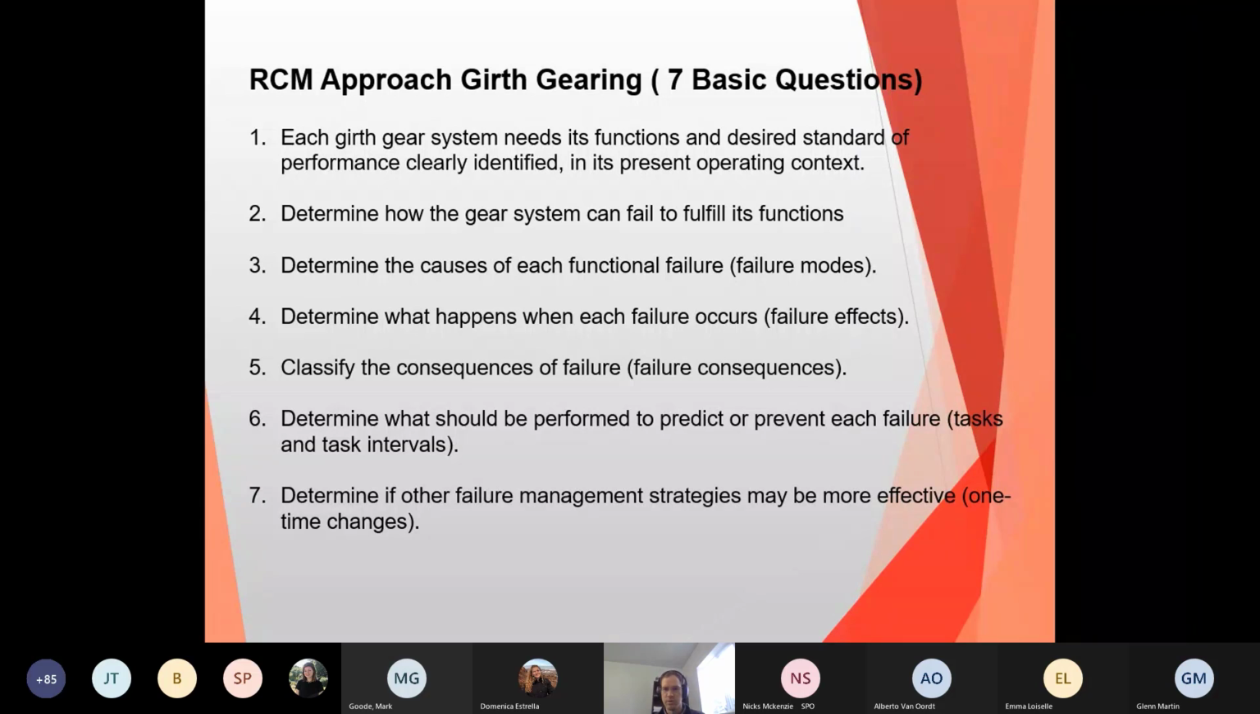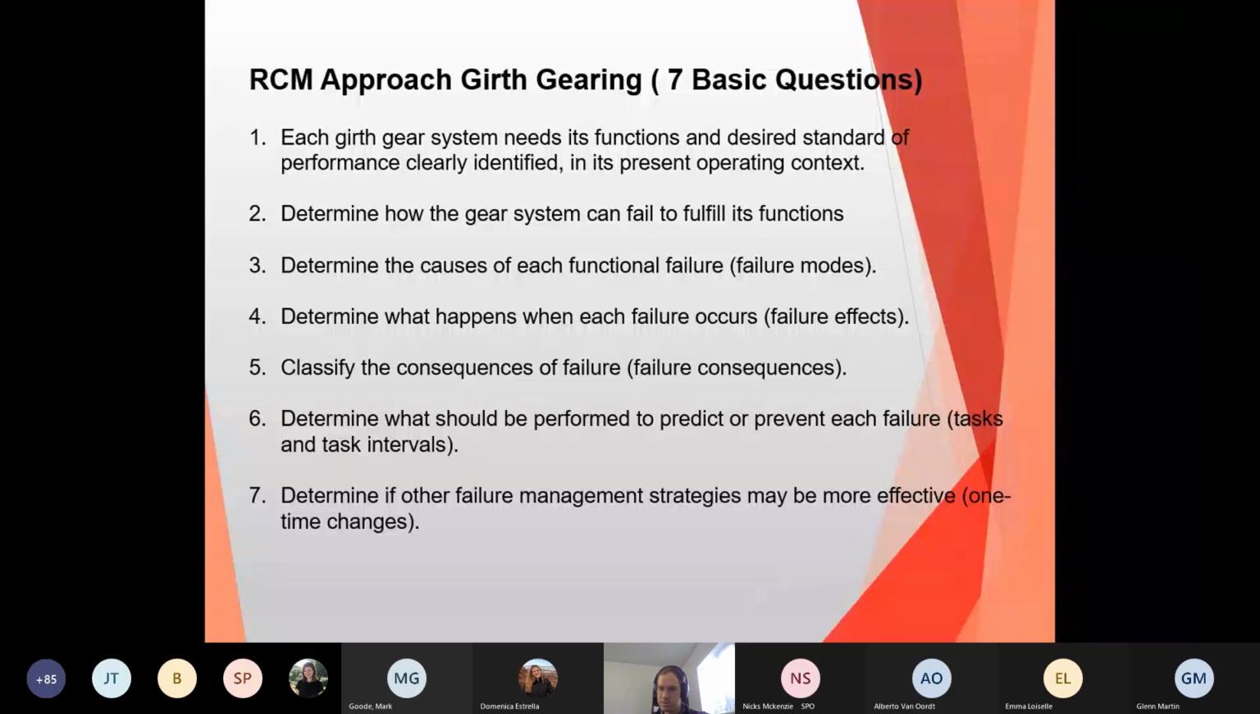And those are things where we have a pretty good database of gearing that we've seen at a variety of different sites that have enabled us to basically look at these specific types of gears and how they tend to fail. Then you determine the cause of each functional failure. So now you have your failure modes, and determine what happens when each failure occurs. So now you have your failure effects.